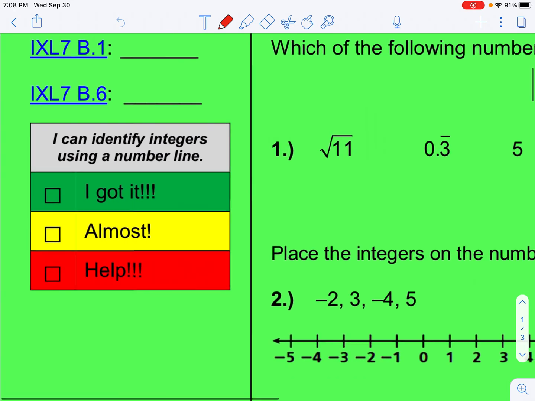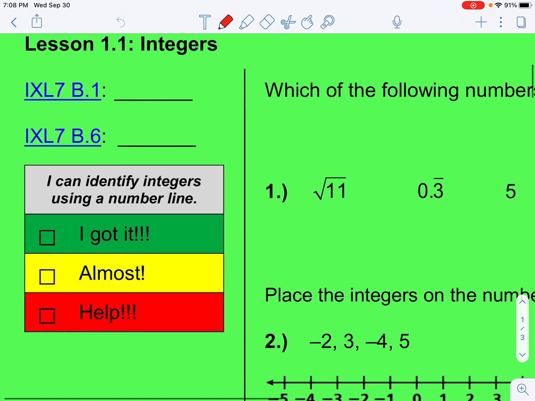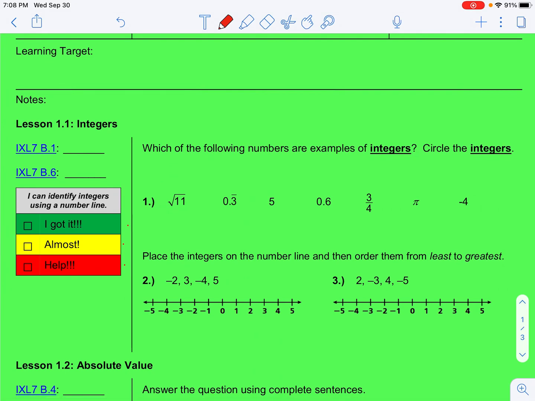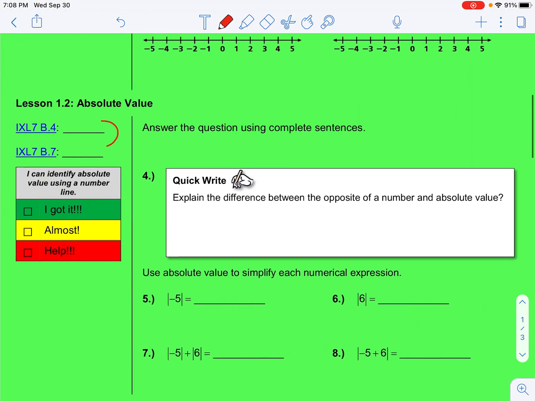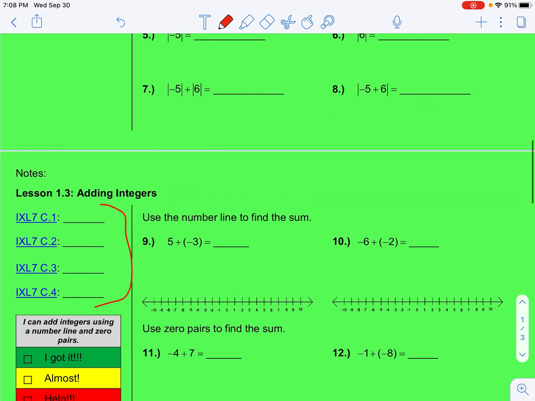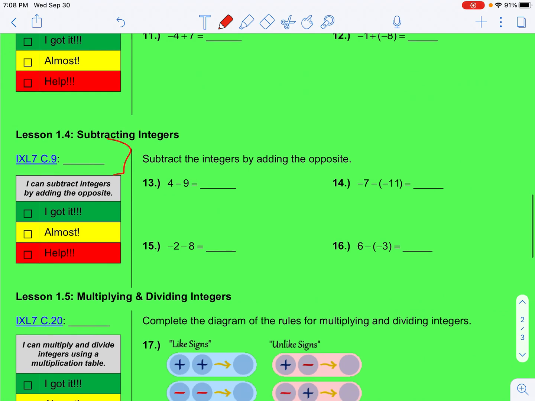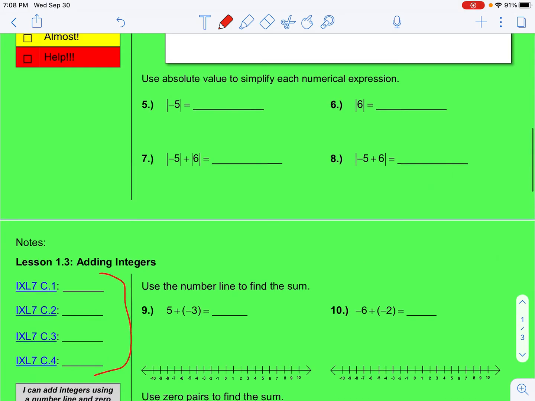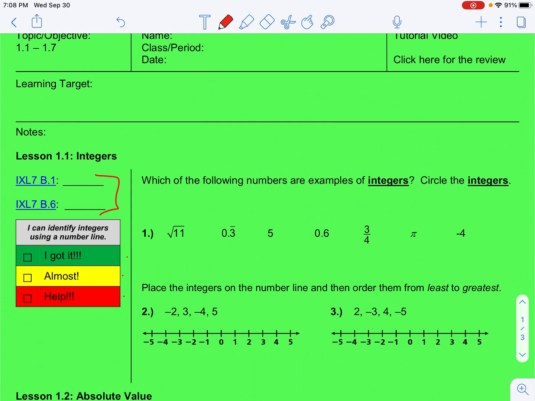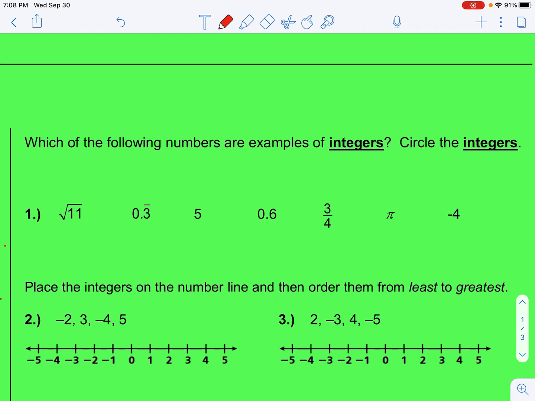If you notice on the side, there's the two IXLs, and then there's I can identify integers using a number line, and you have to write I got it, almost, or help. This is just a way for you to check how you're doing. The IXLs, that's what's going in the grade book, so make sure all of these IXLs on the side here that you have done, because they will go in the grade book, and it's important that you have them done, at least up to 70%. Alright, so let's get started.